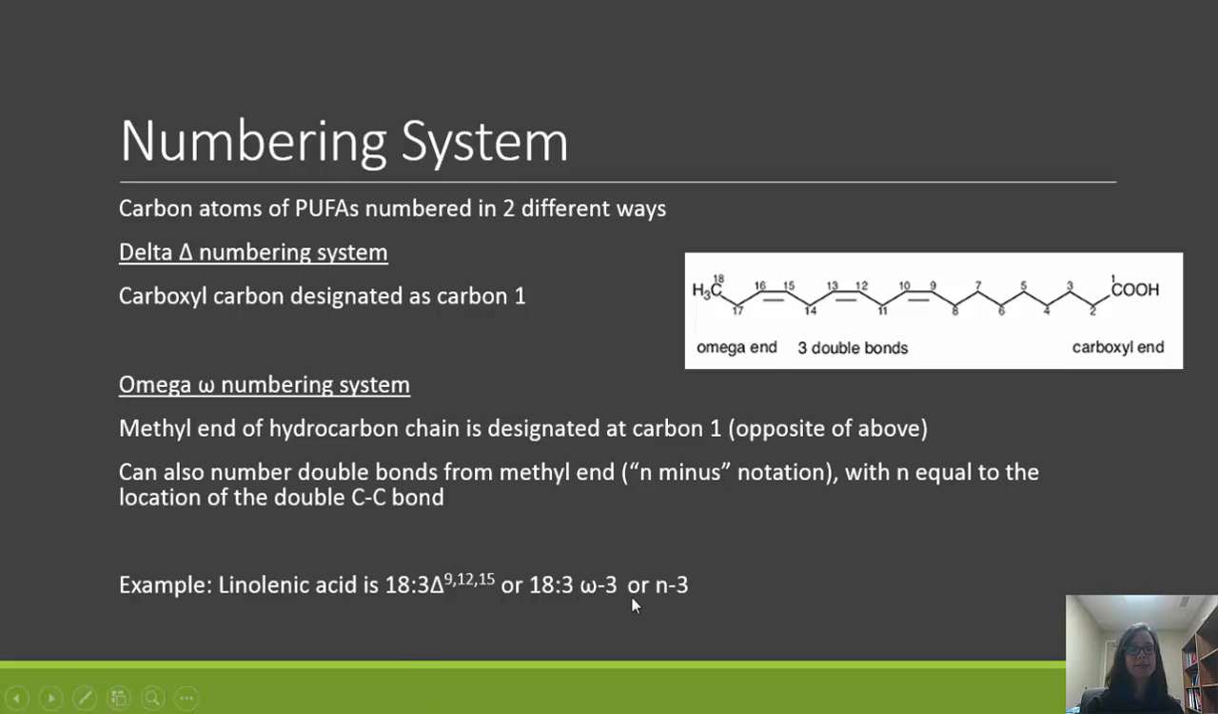Now, the omega numbering system tells us where the first double bond is. So we still see that we have 18 carbons with 3 double bonds, but we're saying where is the first double bond? It gives us a little less information than the delta numbering system. So it's saying 1, 2, 3. Our first double bond is at carbon number 3. So it's an omega-3 or an n-3.